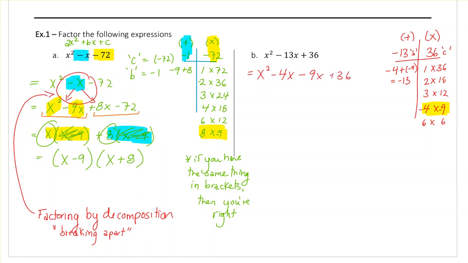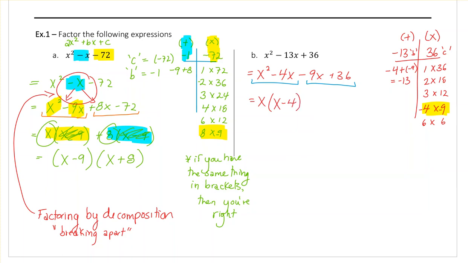And that's what we just did here. That negative 13x has become those two magic numbers. What we want to do is pair our terms together and then common factor. Well, what's common amongst x squared minus 4x? Just x, leaving us with x minus 4.